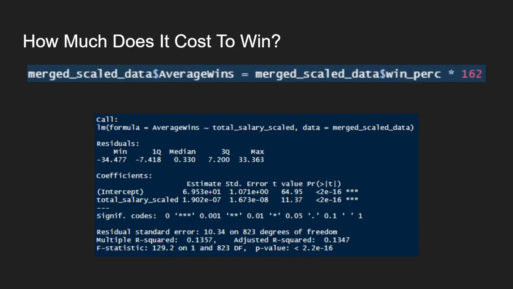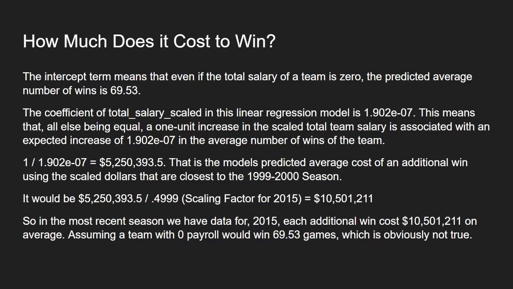So how much does it cost to win? How much does one win cost? Well, I just multiplied the win percentage in my data by 162, which is how many games are in a regular MLB season. And we see here that the intercept was 69.53, meaning that if a team's salary is 0, which obviously won't happen, but some teams do get pretty close, then the team would win 69.53 games on average.